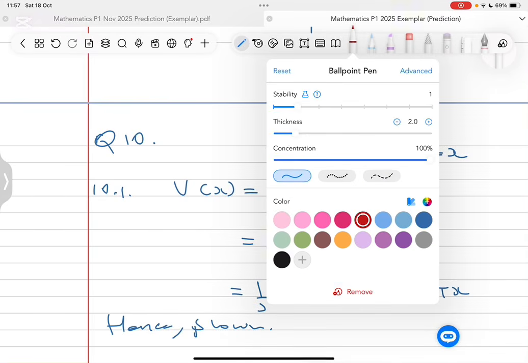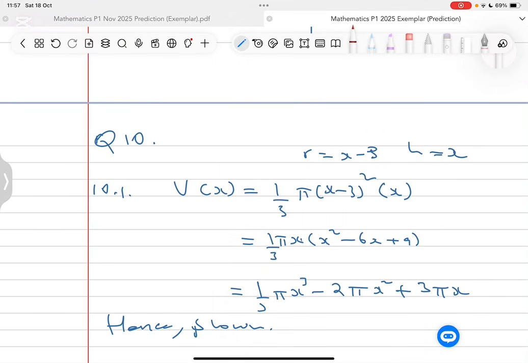And this question really is worth 2 marks. So 1 mark for your correct substitution in the formula, and 1 mark for the final answer. Very simple and straightforward. Doesn't really require a lot of things for us to do here.